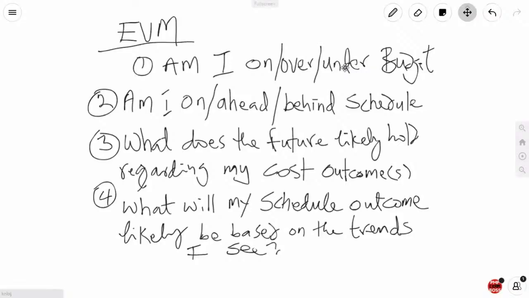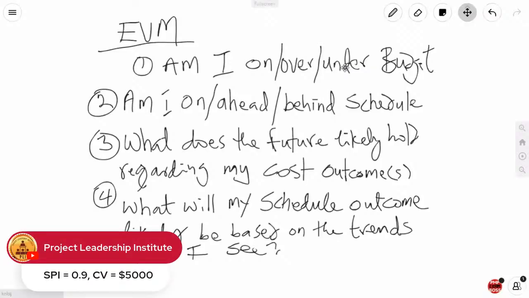So Phil is saying, if you're taking the exam in 2025, SPI, CPI, CV, SV, and the interpretation of it. Let me give you a quick test for those of you who are takers. I'm going to put this in the chat. If I say SPI is 0.9 and CV equals $5,000, let's do this very quick test. I'll put it on the screen. Tell me, what does this mean?